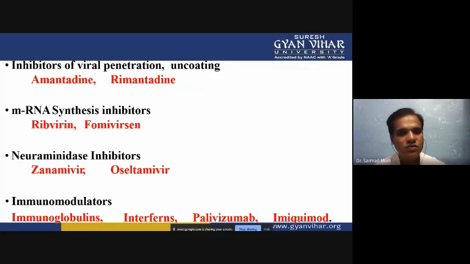Then immunomodulators like immunoglobulin, interferon, palivizumab, and imiquimod function as immunomodulators.